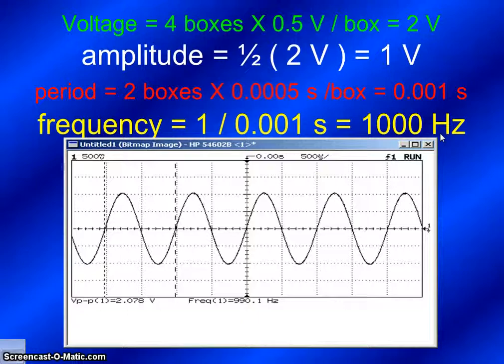Well, that wraps up dealing with rate and primarily dealing with using the oscilloscope. You might need to go over this section a couple of times. It takes a little bit to get used to.